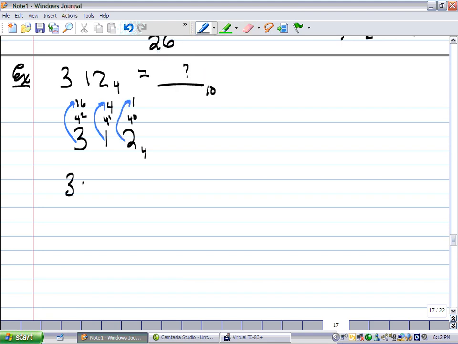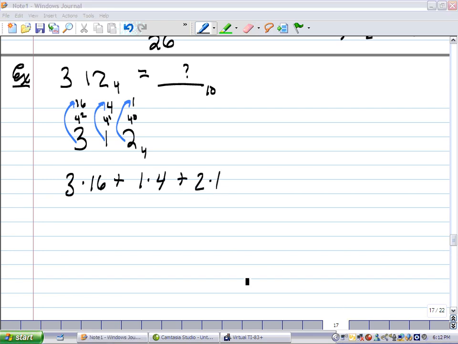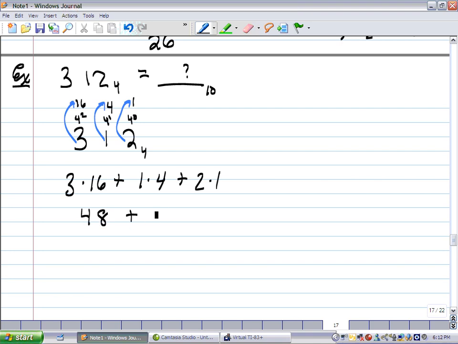So 3 times 16 is 48, 1 times 4, 2 times 1, so that's 6, and 8, that's 54. So 312 base 4 is 54 base 10.